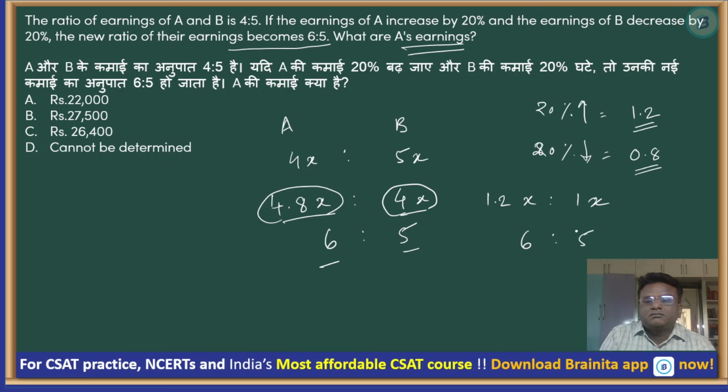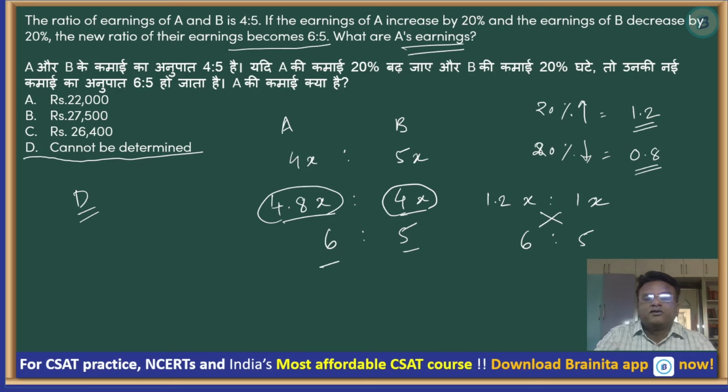So obviously, if you do cross multiplication, 6 ones are 6 and 5 into 1.2 is also 6. So we are getting nowhere because we do not have any absolute value anywhere in this problem. So the answer to this question cannot be determined. And number D, that's your answer.